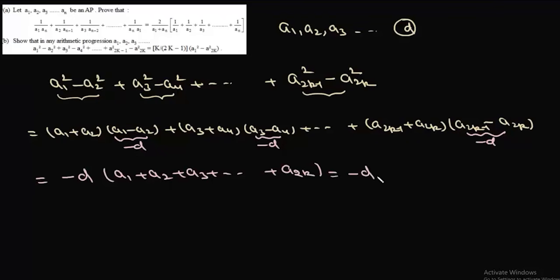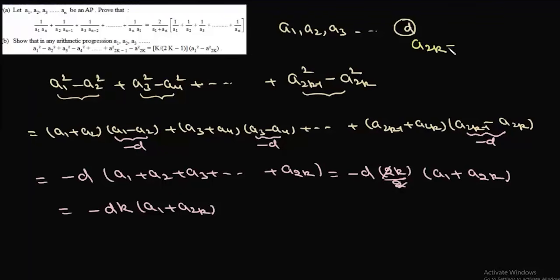Now this is minus D and this is n by 2. So it will be 2k by 2 into (A plus L), which is (A1 plus A2k). Now this 2 and 2 will cancel. So it is equal to minus D into k into (A1 plus A2k).